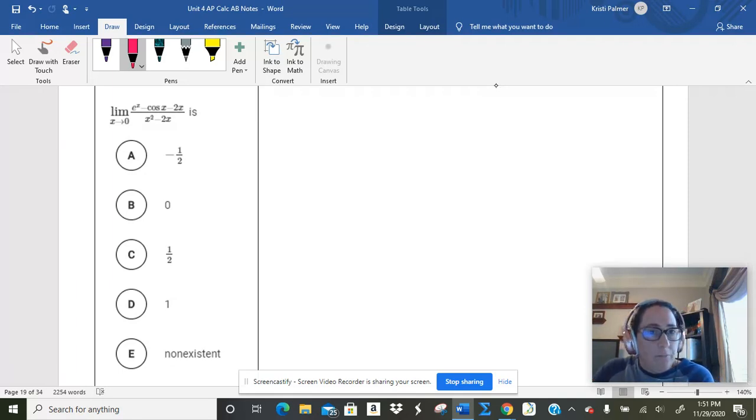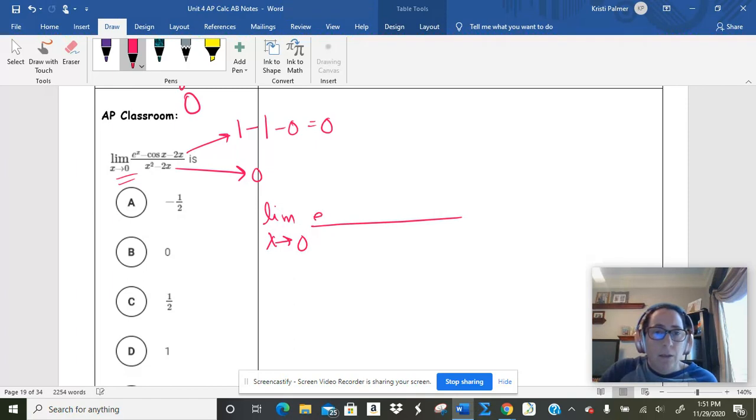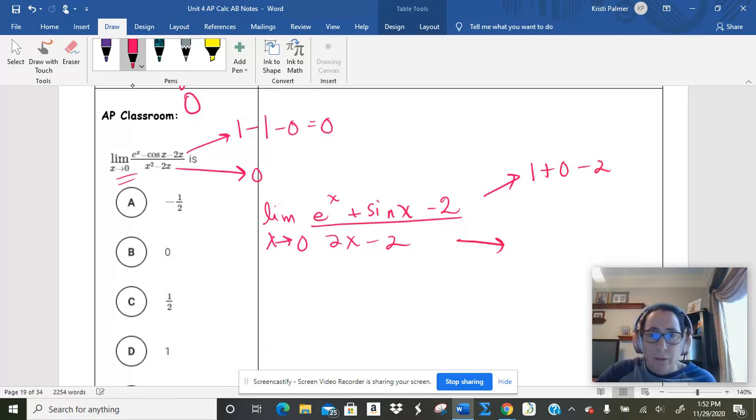All right, let's check this one out. Plug in 0. Now I cannot do bigger on top, bigger on bottom because I'm not going to the infinities. So when I plug in 0, that would be 1 minus cosine of 0, which is 1 minus 1, which is 0. And the bottom is 0. So I see I need to use L'Hopital. Take the derivative and take the derivative. Plugging in 0 now gives 1 plus 0 minus 2, which is negative 2.